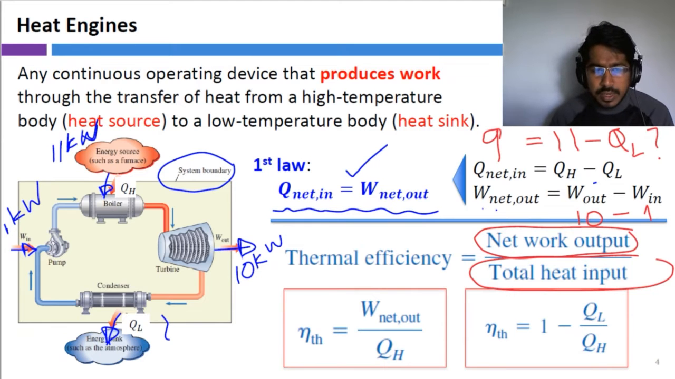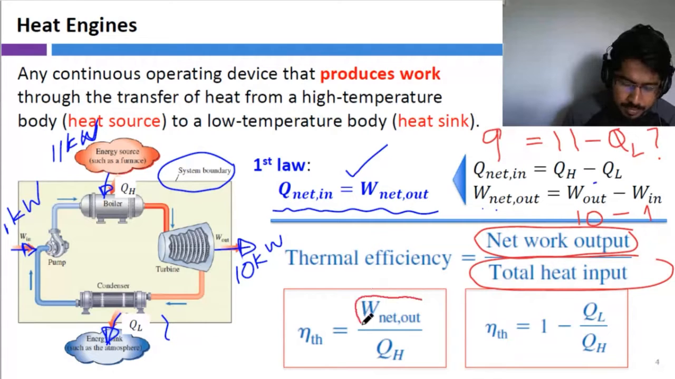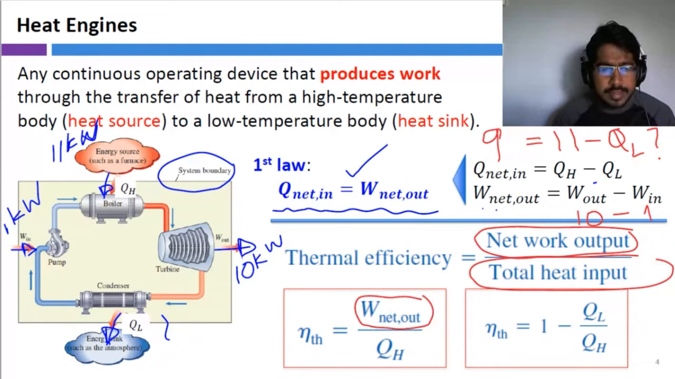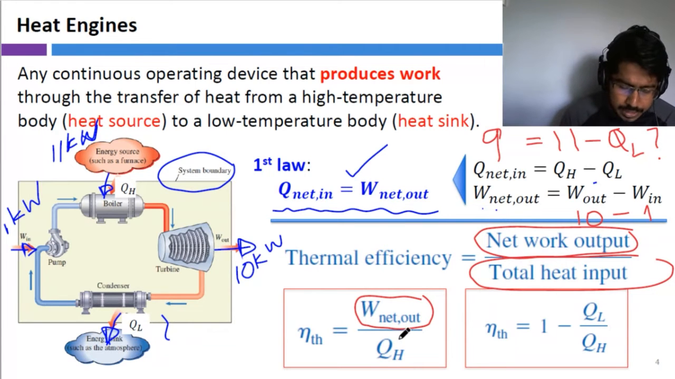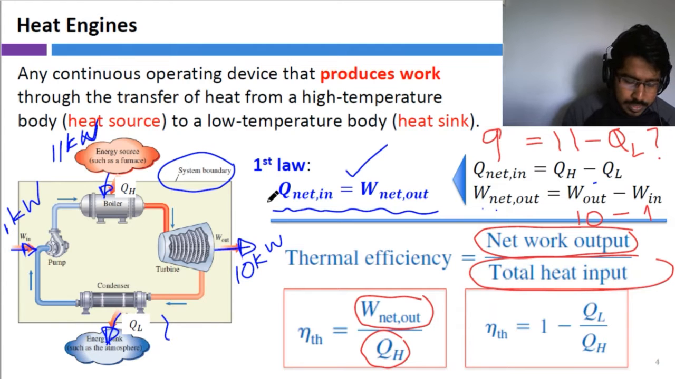So here the net work output is W net out, as the name implies. And then what is the energy input? It is going to be QH, right? So don't mislead yourselves into thinking that it's Q net, because sometimes students tend to mix these things up. W net out divided by Q net in would always be 1, because W net is equal to Q net, right?